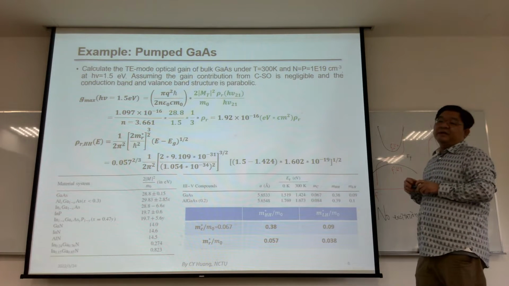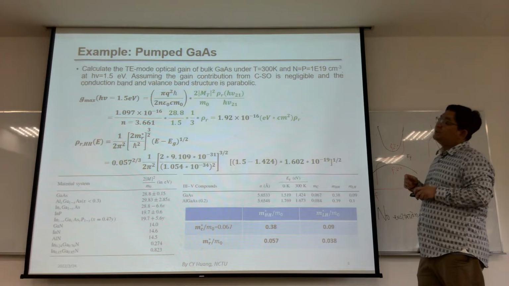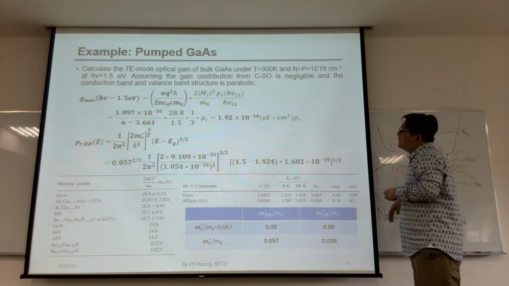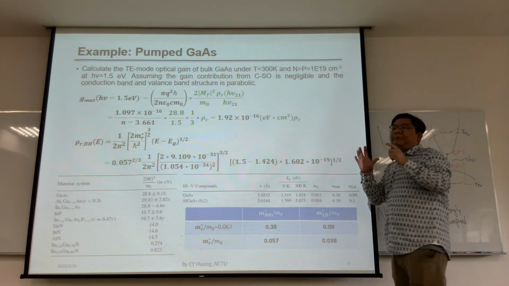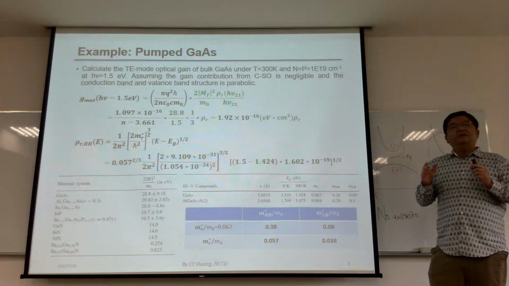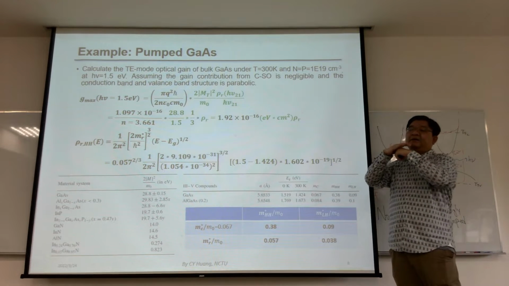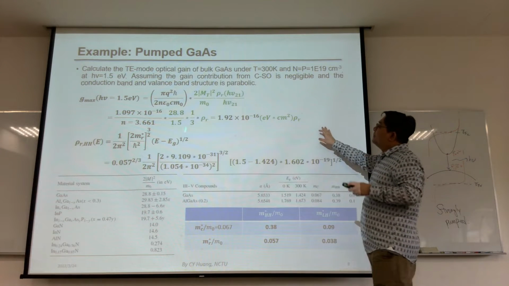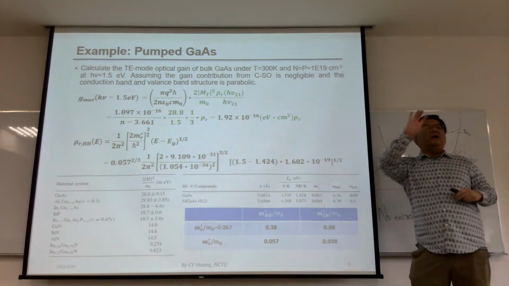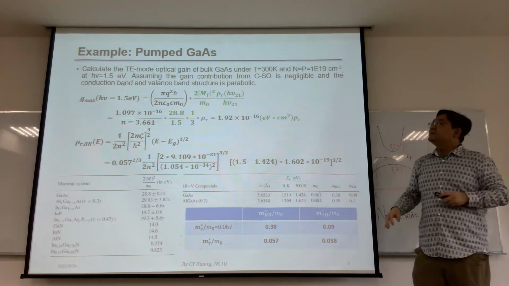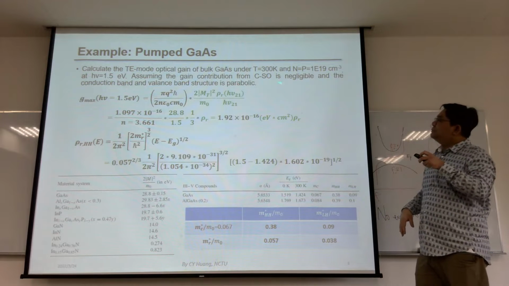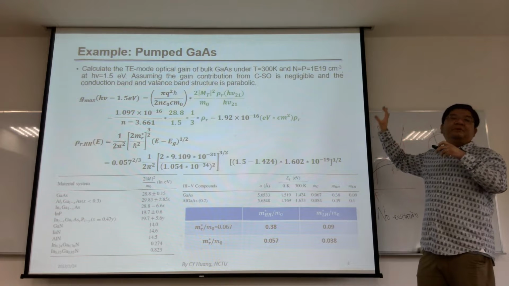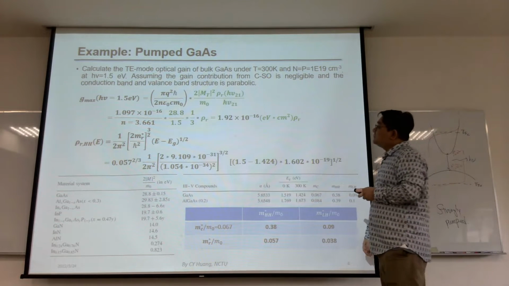Calculate the gain of a piece of gallium arsenide under very strong excitation and evaluate it at 1.5 eV. Since we are pumping a bulk of gallium arsenide, the heavy hole and the light hole are in touch, so we cannot really neglect them. But since the split-off hole is already 300 millivolts away from that, for convenience we just pretend it doesn't exist, since the portion of population will be okay.